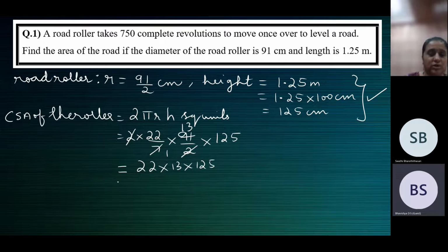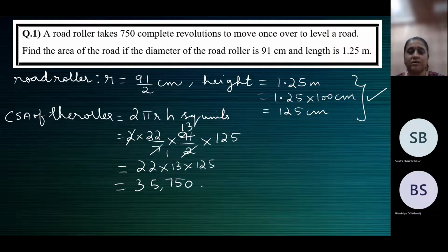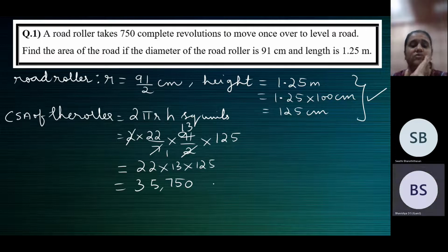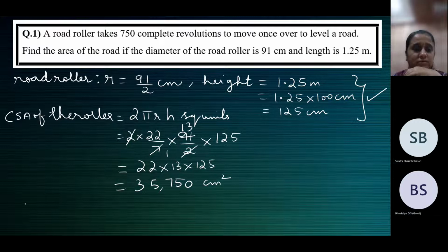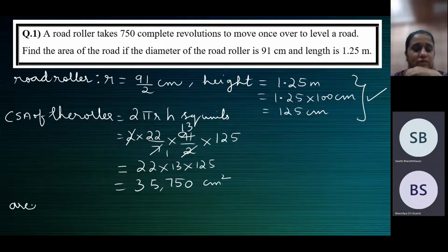Okay, so I have a calculator beside me. 22 into 13 into 125 is 35,750. Centimeter cubed or meter cubed? Sorry, centimeter square or meter square? Centimeter square. Yeah, Swati, centimeter square. Now, what will be the area of the road? Area of road is equal to?